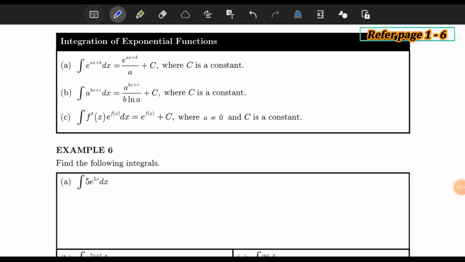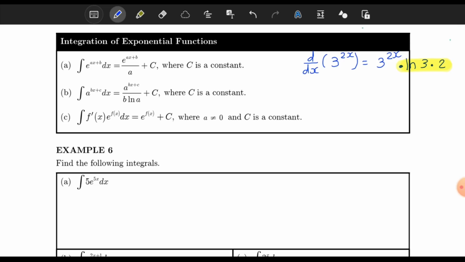Integration of exponential function. We recall our derivative first. So d dx of, let's say, 3 to the power of 2x. The answer is copy the exponent, times ln of the base, ln 3, times the derivative of the power, times 2. If you notice here, everything is multiplied. And for integration, we know it is the opposite, right?